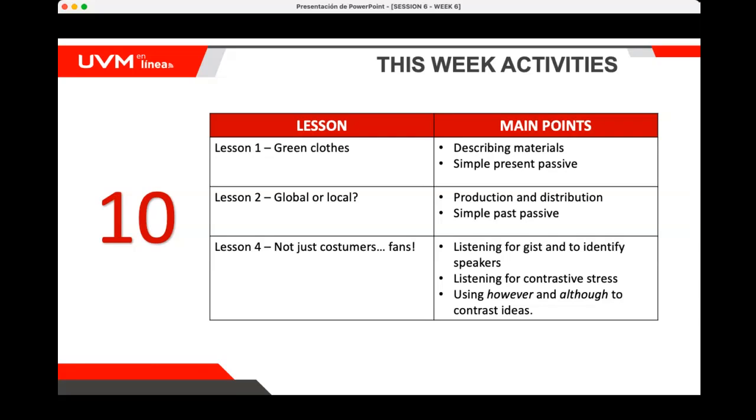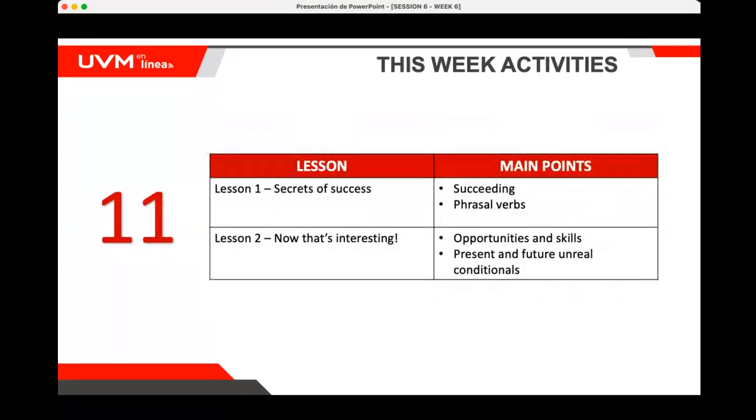Okay, so in Unit 10, I think the most important thing to pay attention to is the passive voice, in this case, simple present and simple past passive voice. Then in Unit 11, we have again two lessons. Lesson 1, which is Secret of Success, and Lesson 2, which is Now That's Interesting. In the first one, we learned some words to talk about succeeding. And in the second, the vocabulary was about opportunities and skills.